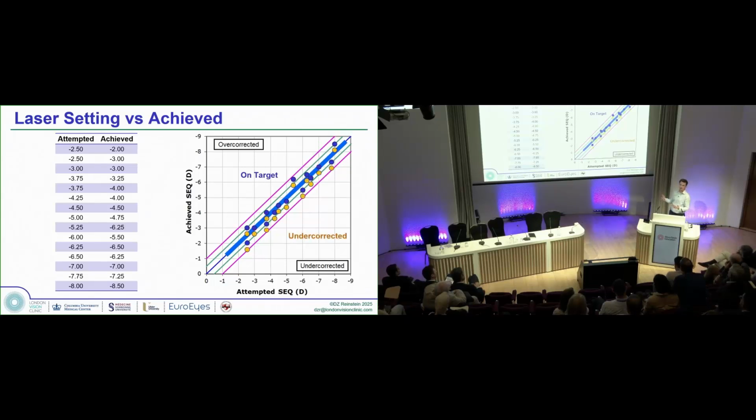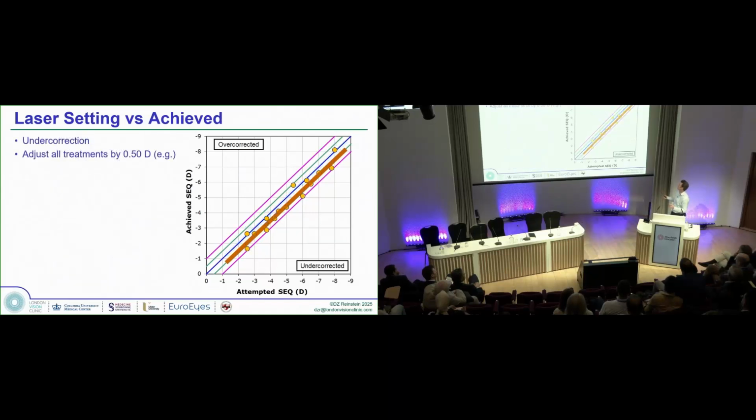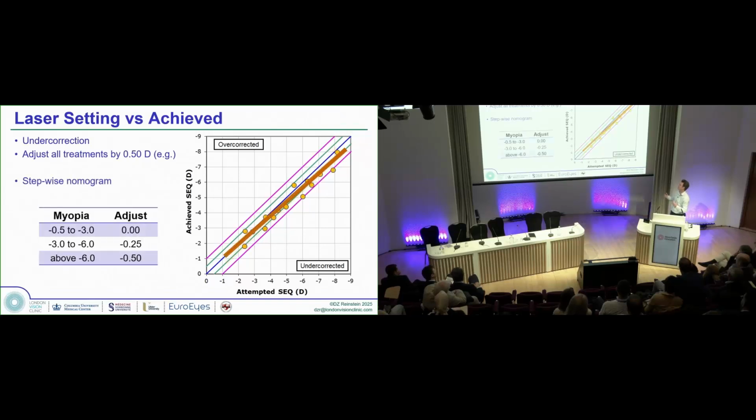Okay? Now it may be that when you plot the graph, all of your eyes, or most of your eyes, are undercorrected, at which point this is where you want to start using a nomogram because you want to improve your outcomes for the future. So this is the simplest form of nomogram where you've got a consistent, uniform undercorrection. So you can adjust all treatments by, say, 0.5 diopters, and then you shift that line up to where you want it to be.